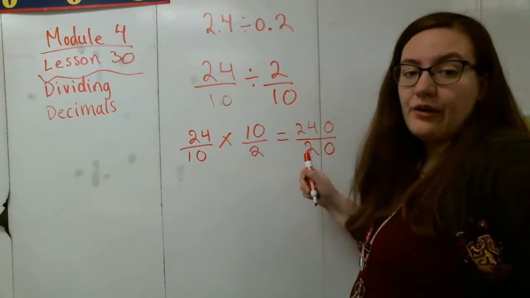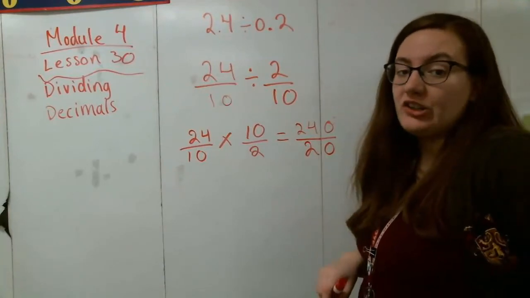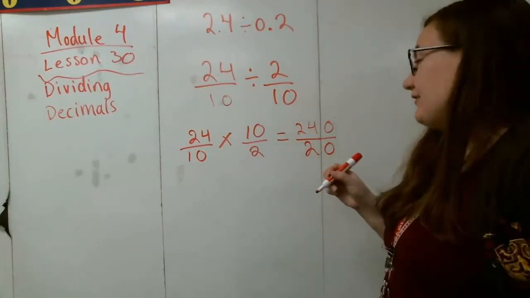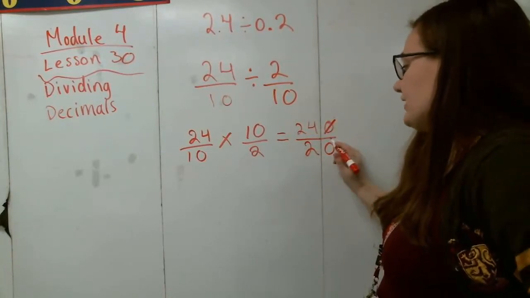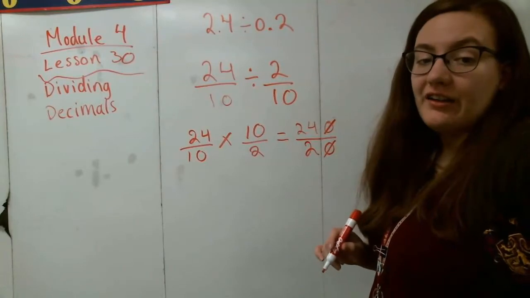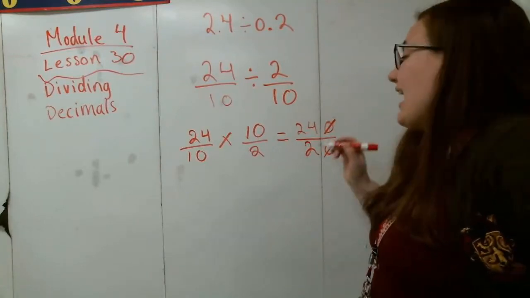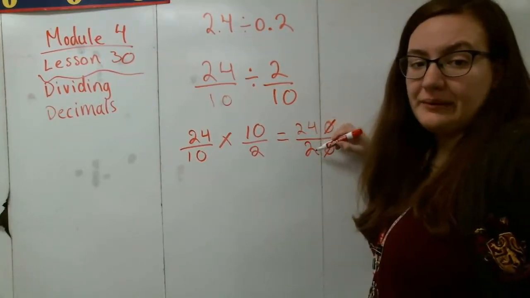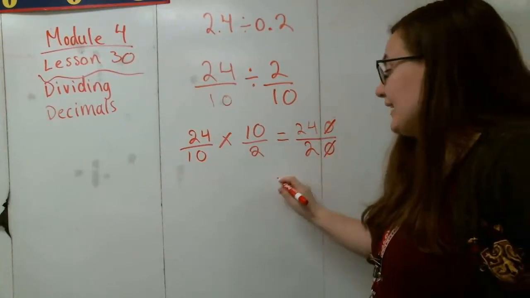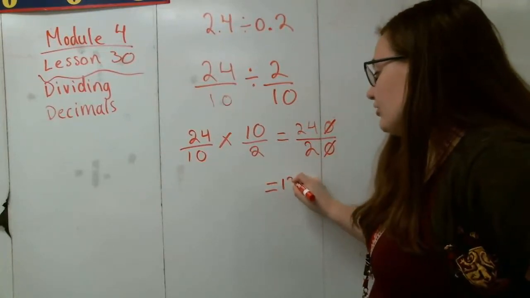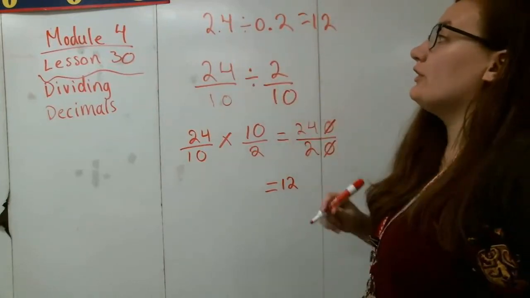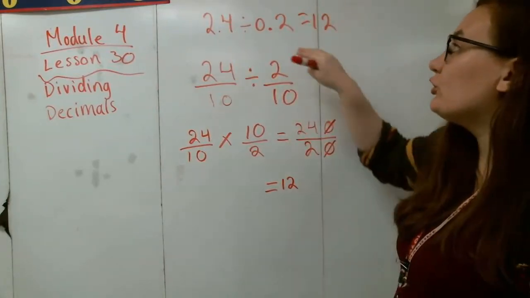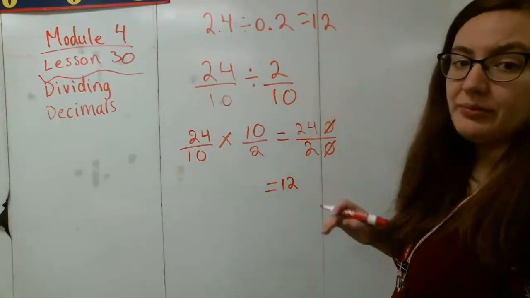What I'm left with now is 240 over 20, and again, you might think this is difficult, but I can cross off my zeros, so I have 1 0 on top and 1 0 on bottom. So I'm going to cross off both of those zeros, and then I just have 24 divided by 2 left over, and I know that that just equals 12. So our final answer for this one is 2 and 4 tenths divided into 2 tenths would give me 12.